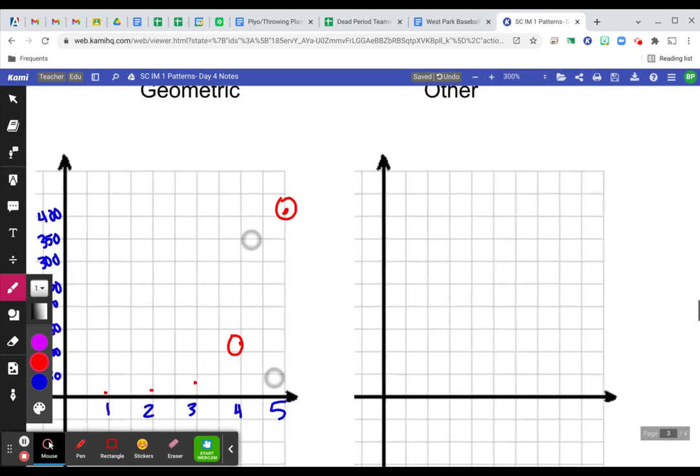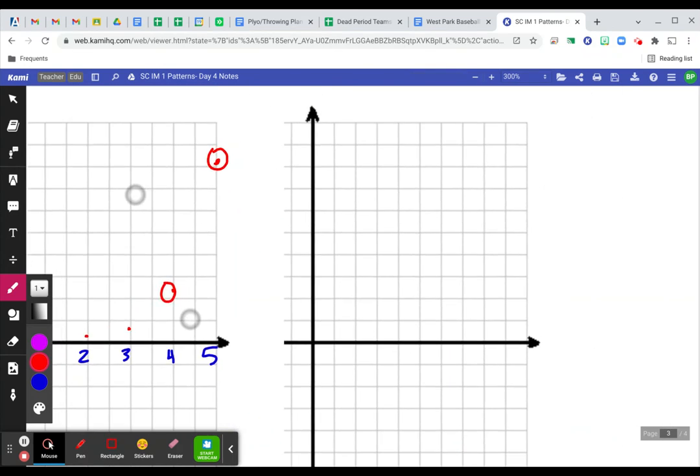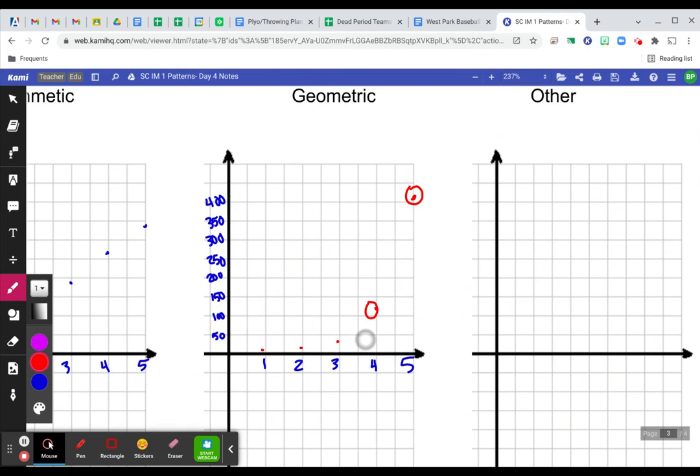Go ahead and give plotting the points for the other a try as well. It's actually what's known as a quadratic, but again, you're going to have to wait for IM2 for that guy.